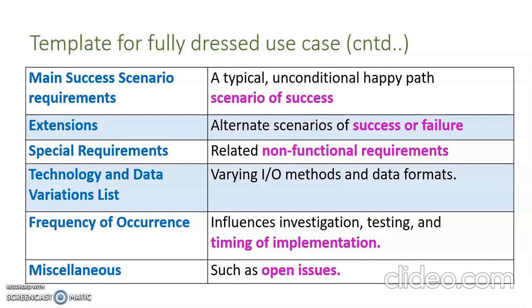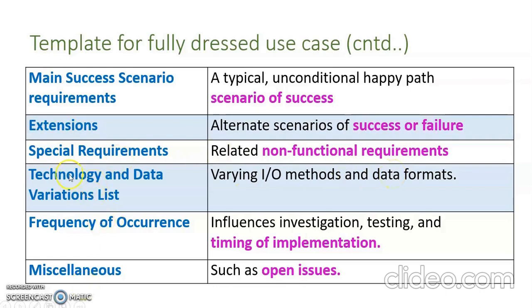Then special requirements. We can mention other non-functional requirements such as performance, reusability, reliability, security, safety. All other types of non-functional requirements can be specified under special requirements. Remember, the main success scenario and extensions should focus only on the functional requirements. Special requirements focus on non-functional requirements.